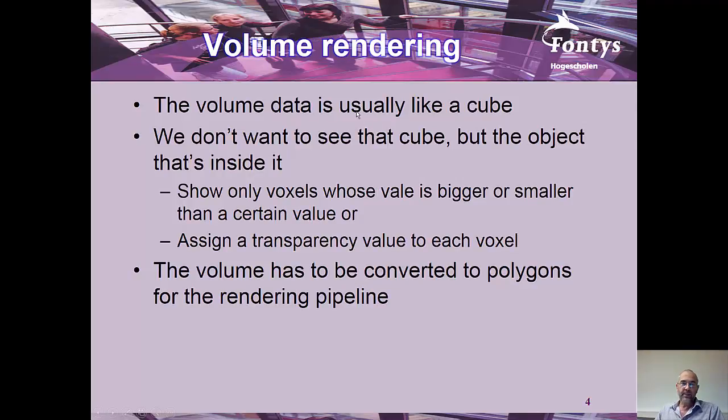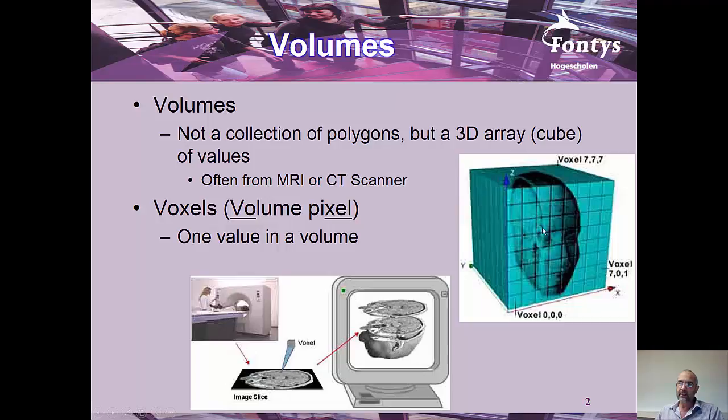A volume is like a cube. It has a width and a height and a depth. The point is that we don't want to see that cube, but we want to see the object that's inside it. The scanner gives us a value for each small voxel, but actually what we want to see in the visualization is not the whole cube. That's not interesting. We want to see what's inside the cube. We want to see the head, or maybe even inside the head, the brains. So that's our goal: to specify in some way which part of the volume we want to see, not the whole cube, but an interesting part of the data inside the cube.